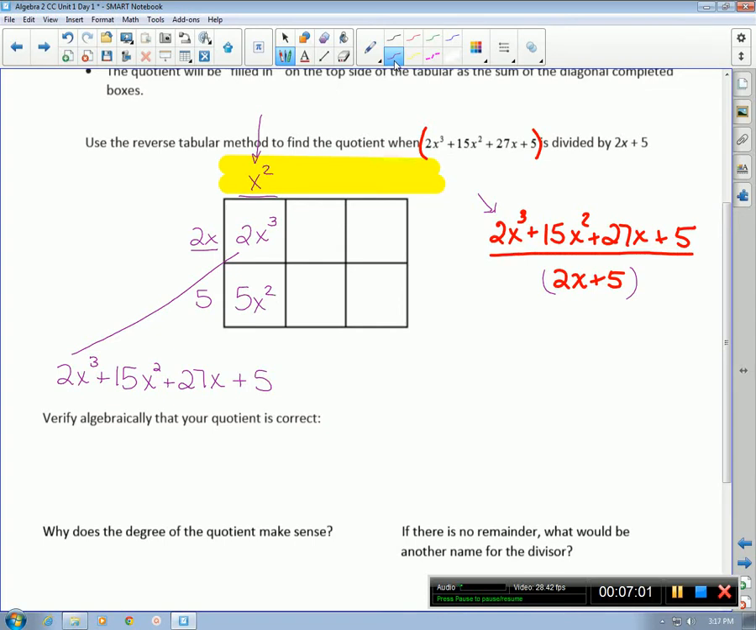Then we know that 15x squared came from this box and this box. So I know this had to be 10x squared. Work backwards to get this next term. 2x times what gave us 10x squared? And that would be 5x, and it's positive. Now that the top of the column is done, we can complete the column.